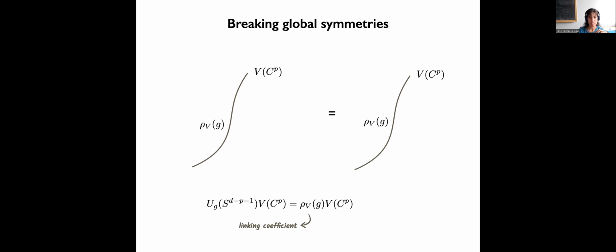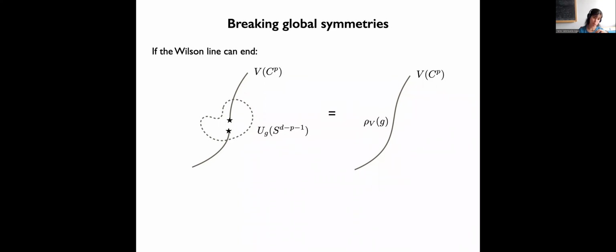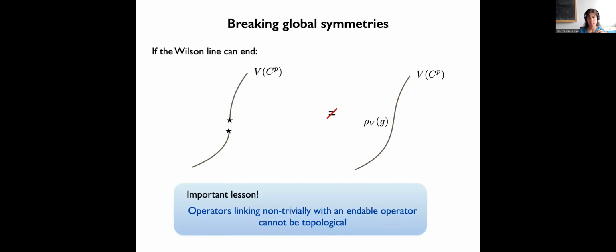Now, if my charged operator can break, for example when we add the electrons and the Wilson lines can end, then I can just shrink this symmetry operator away. And since it's not crossing my charged defect, there is no phase, nothing happens. This is a contradiction, meaning that this process would not be allowed, so the operator cannot be topological. This is why, if the charged operators can end, the symmetry operator fails to be topological. This is an important lesson to keep in mind for the rest of the talk: operators linking non-trivially with an endable operator cannot be topological.